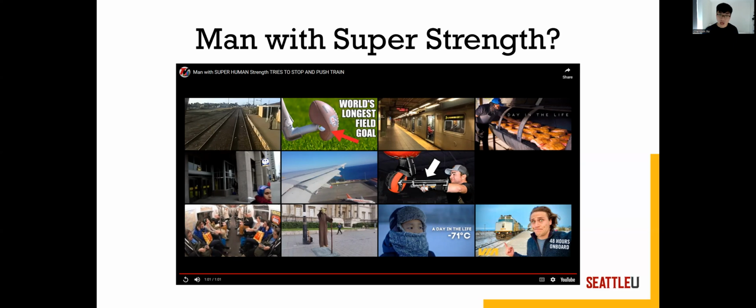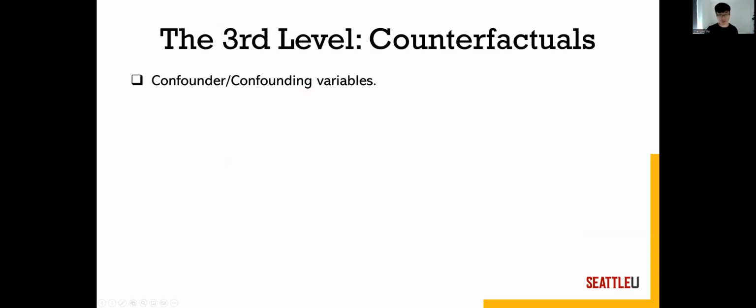It is because we have the capacity to imagine what's going to happen if there's no such kind of intervention. We know that if the man doesn't touch the train, it will still go and stop, right? That is the essence of causal identification. And this is on the third level of the ladder of causation, which is called counterfactuals.